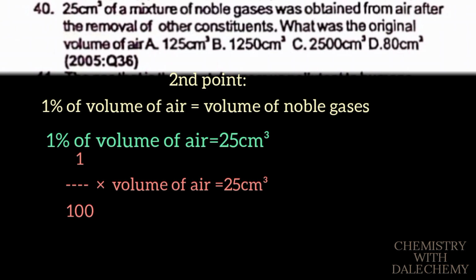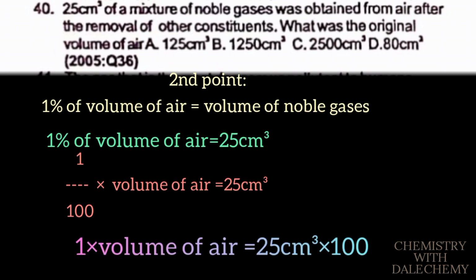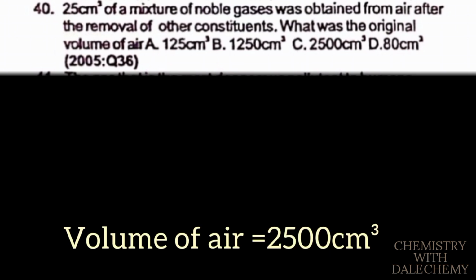So when you cross multiply, you have 1 multiplied by the volume of air will give us 25 multiplied by 100. So the volume of air is equal to 25 multiplied by 100, which will give us 2500 cm cubed. So option C is the correct answer.